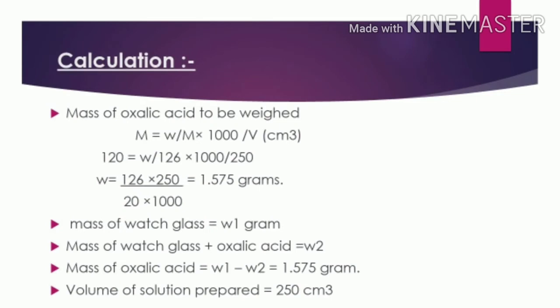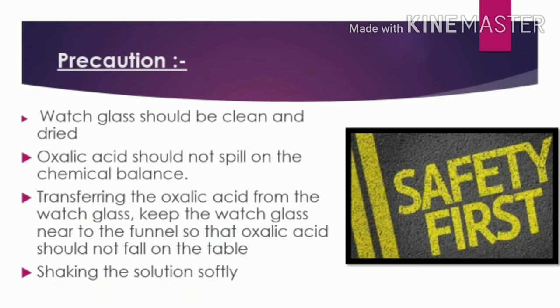Calculation. Mass of the oxalic acid to be weighed is 1.575 grams. Mass of the watch glass is W1, which you will measure in the lab, and mass of the watch glass plus oxalic acid is W2, and mass of the oxalic acid is W2 minus W1, equal to 1.575 grams. And the volume of the solution prepared is 250 cm³.